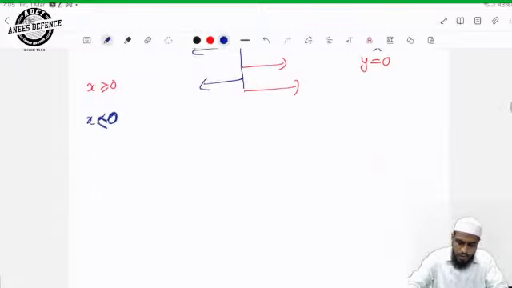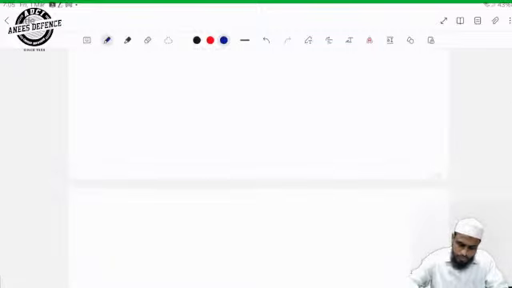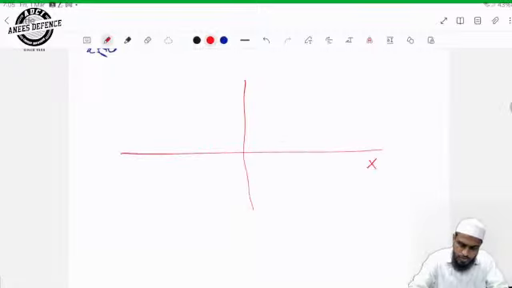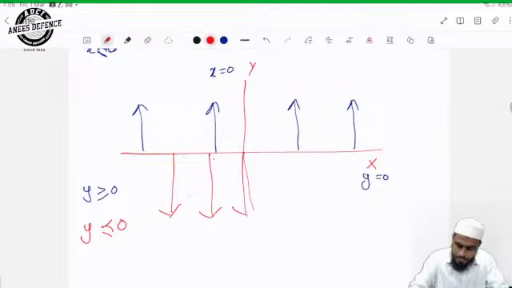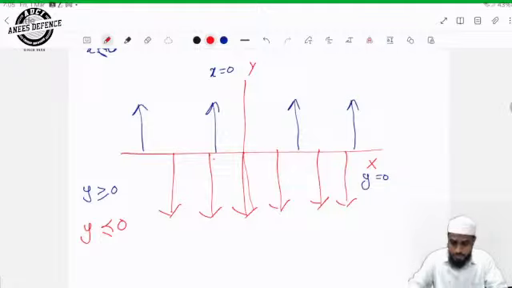Another thing, similarly, again, this is x-axis, y-axis, and the equation of x-axis is y equal to 0, and the equation of y-axis is x equal to 0. If someone is saying y greater than or equal to 0, then you have to consider this area. If someone is saying y less than or equal to 0, you have to consider this area. This is the basic knowledge you should require.